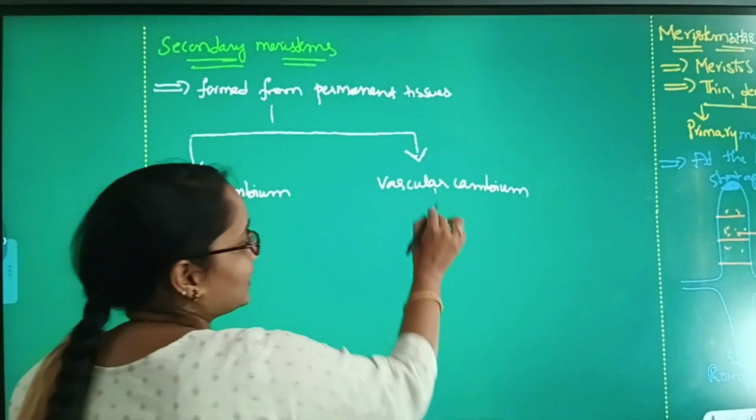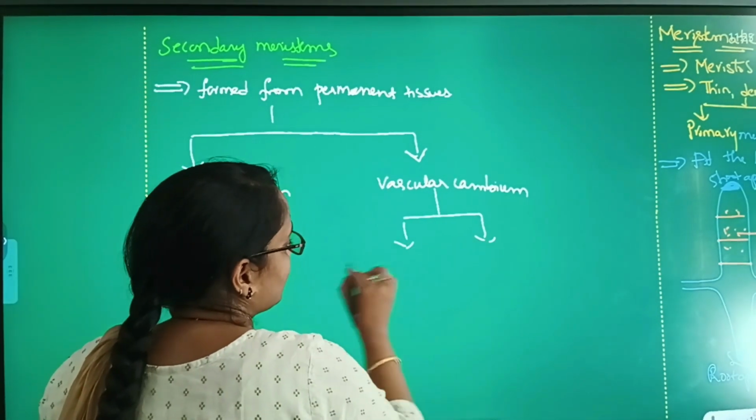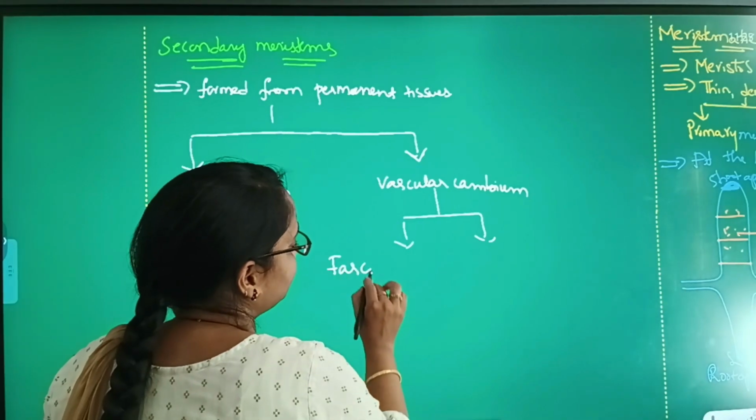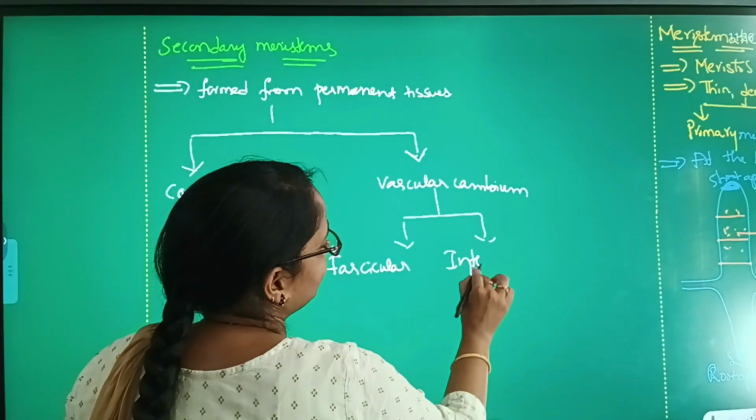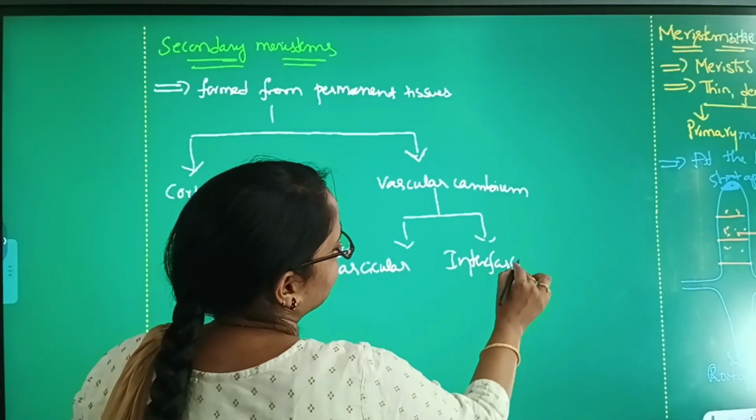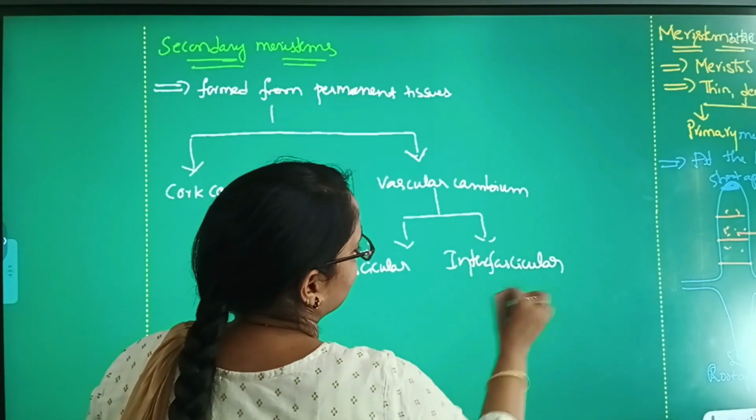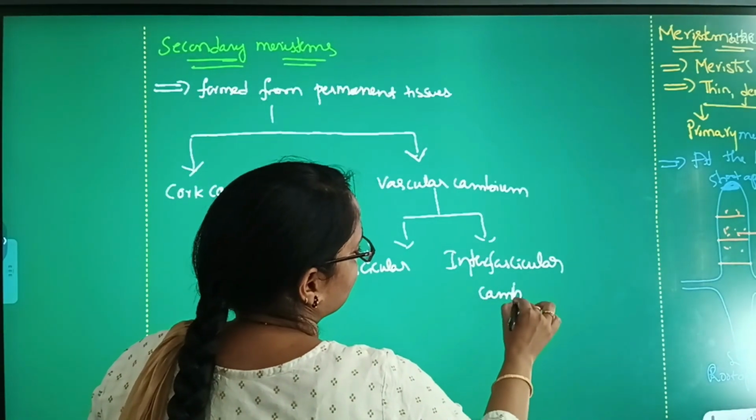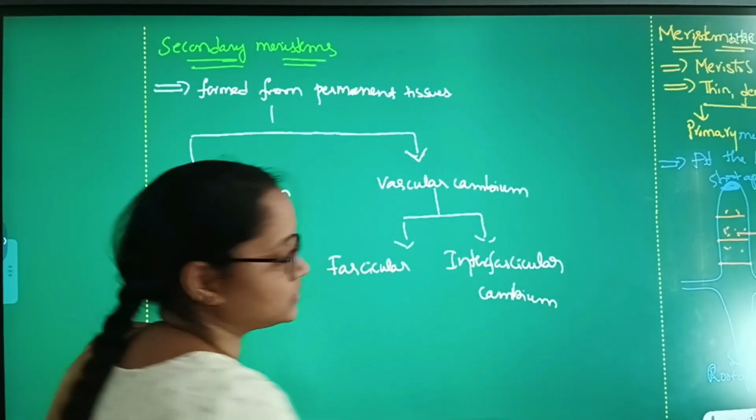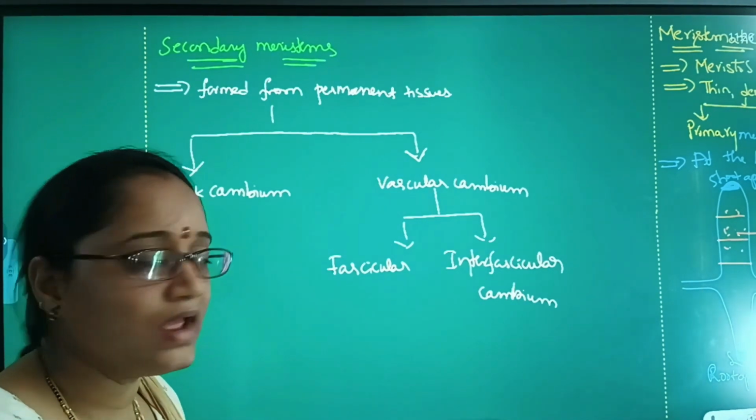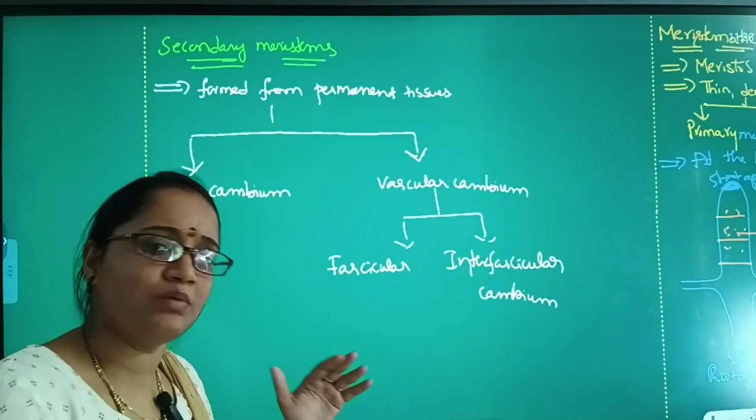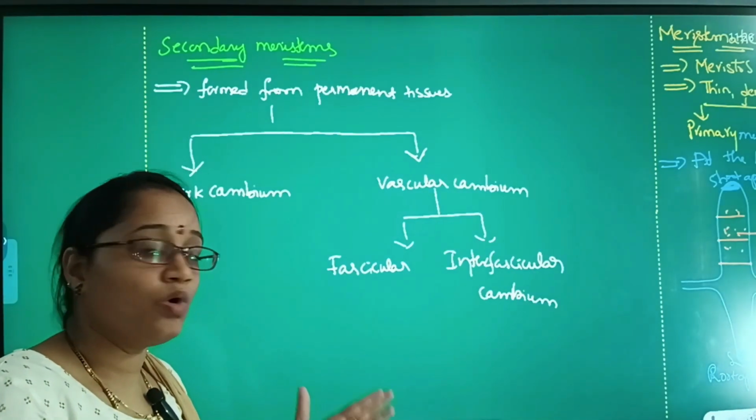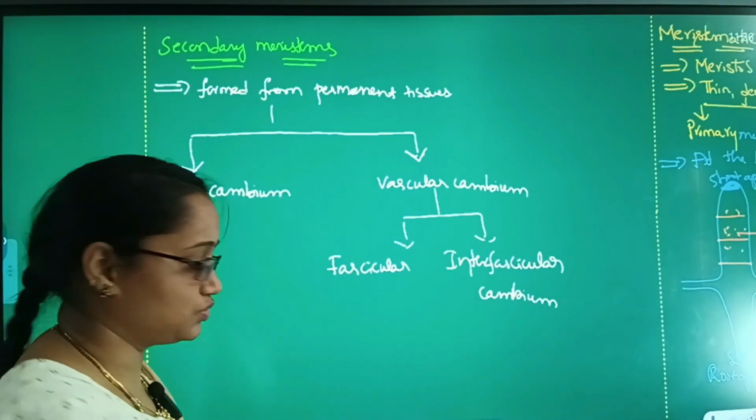Again, this one is fascicular cambium and interfascicular cambium. Here we can see the development. It is going to show the growth. This is about primary and secondary meristems. With this we have completed meristems. Next, moving to permanent tissues.